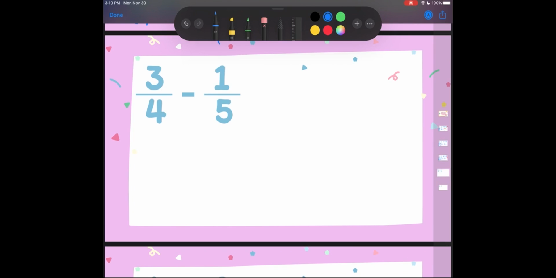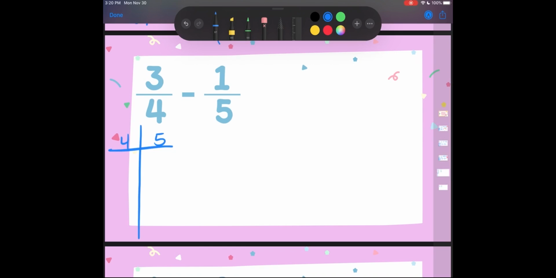Let's look at the next problem. We've got a subtraction problem. We've got 3/4 minus 1/5. So y'all could look at it and guess. We can't solve it this way, right? Because they don't have the same denominator, right? So what's our first step?